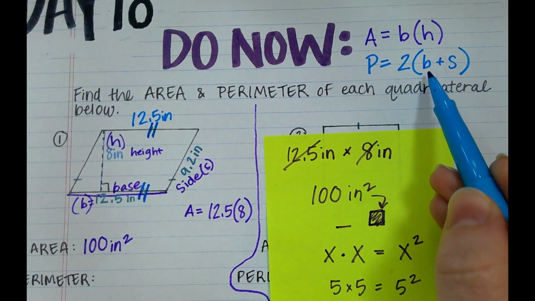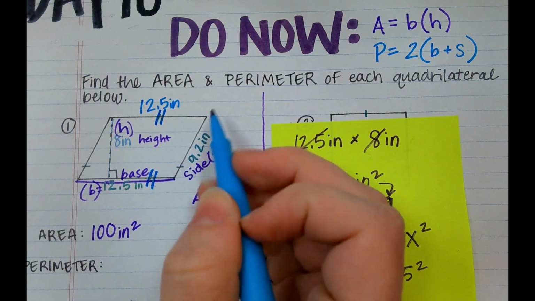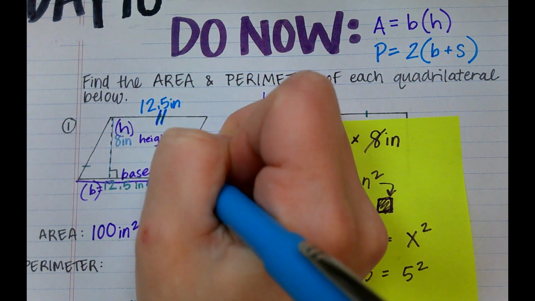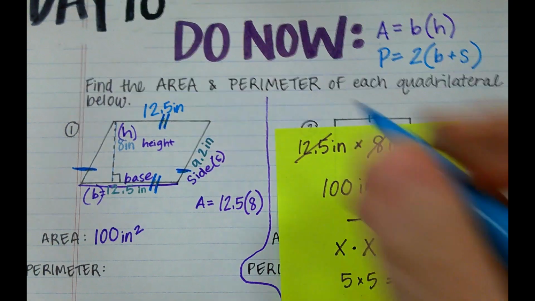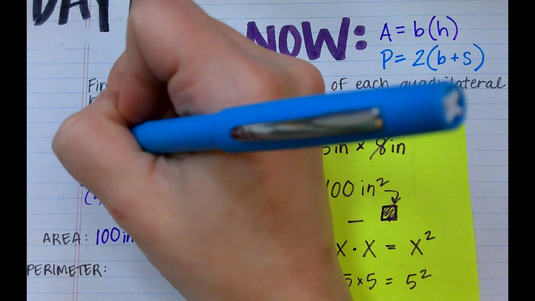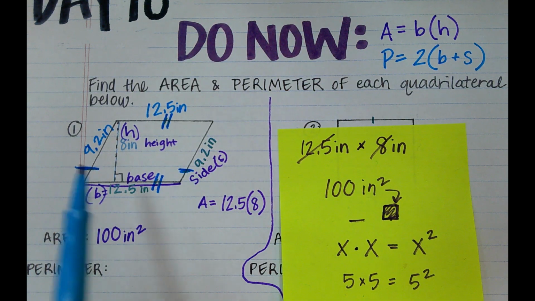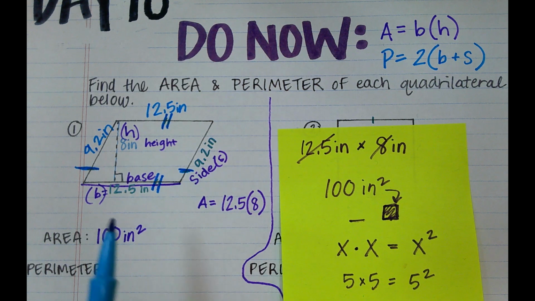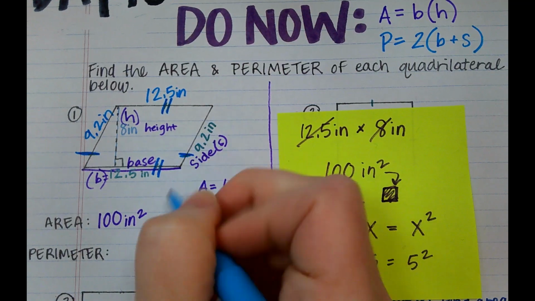So really we're taking that base times 2, and then we're adding it to the side here, which has 1 tick mark. The side across from it also has 1 tick mark. So there's 2 of them that are 9.2. That's why we're taking that times 2. Again, you don't have to use the formula. You could just add 9.2 plus 12.5 plus 9.2 plus 12.5, but that's a lot of typing. You might save a little time using the formula. So it's 2 times base plus side length.